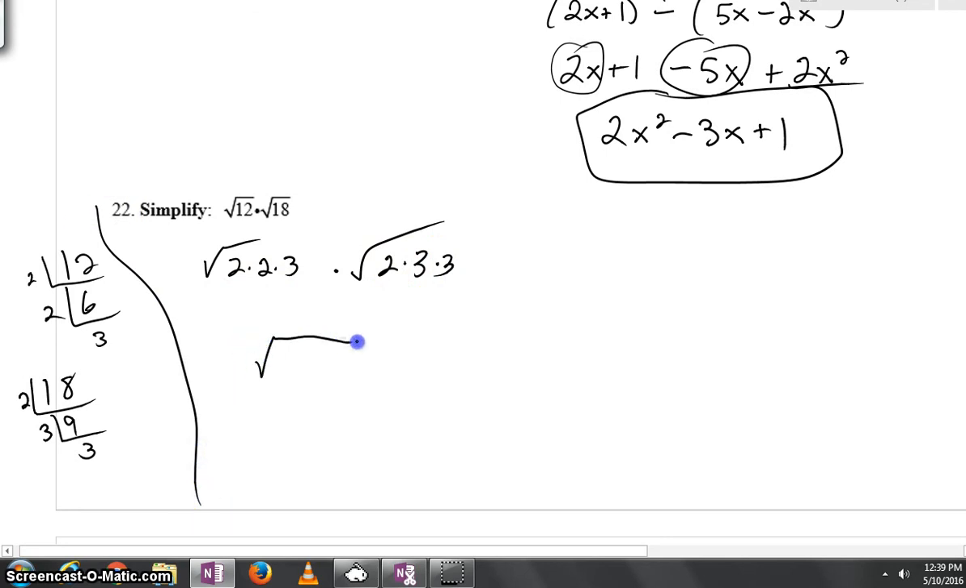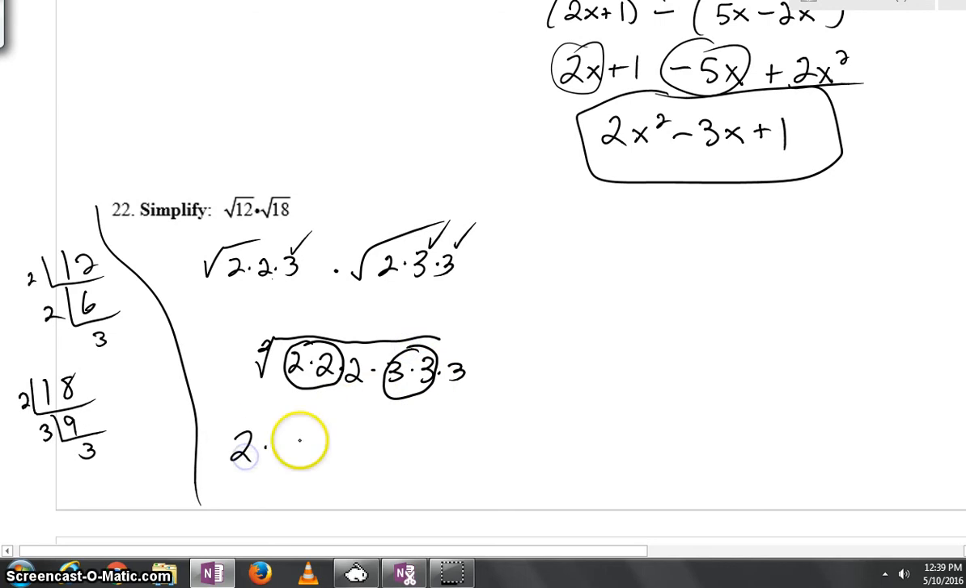Well, join these two radicals together. I've got 1, 2, 3 2's, and I have 1, 2, 3 3's. You can count them off. We're really looking for groups of 2 items. So out comes a 2, out comes a 3. I didn't circle a 2 and I didn't circle a 3 over here. Final answer will be 6, radical 6.